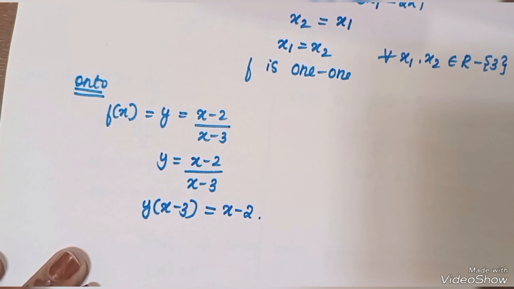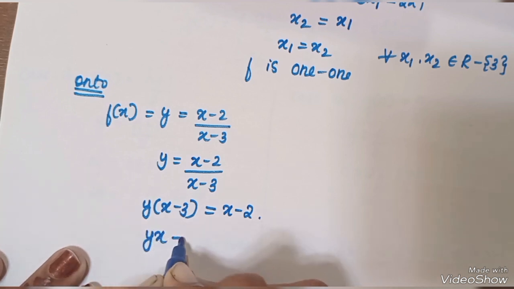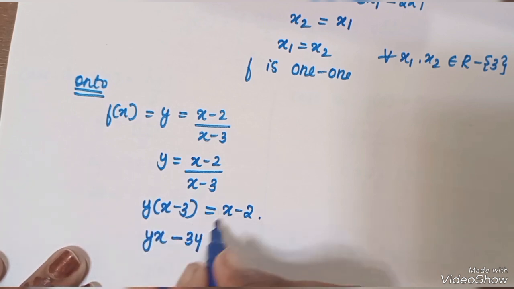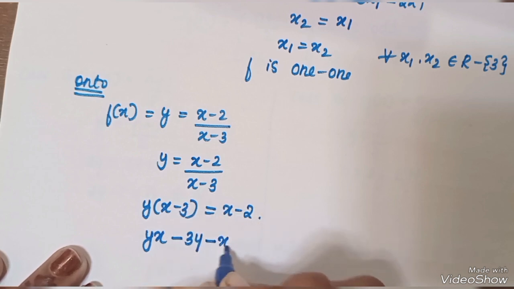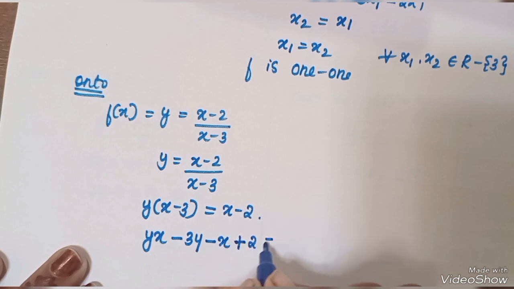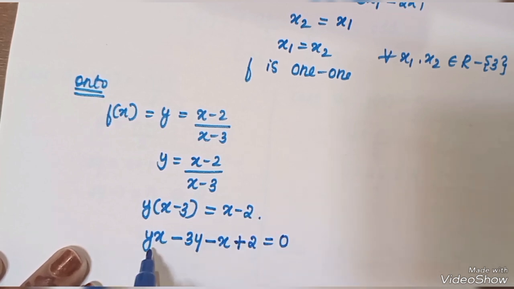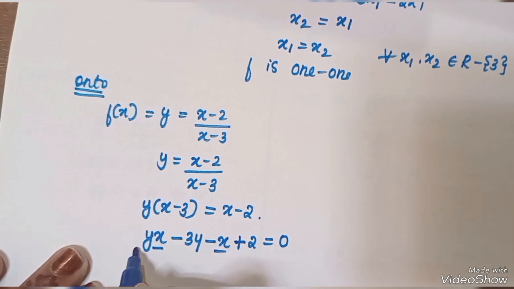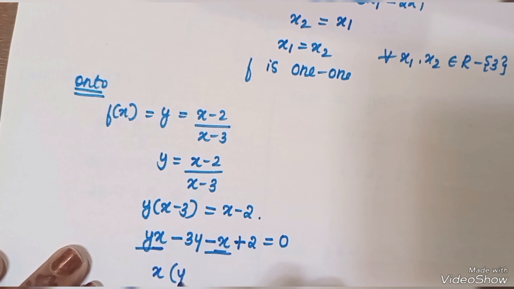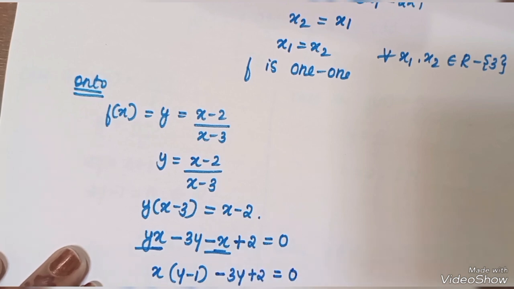yx minus 3y minus x plus 2 equals 0. Here we have to solve for x. That's why taking x common from these two terms, x(y - 1) minus 3y plus 2 equals 0.